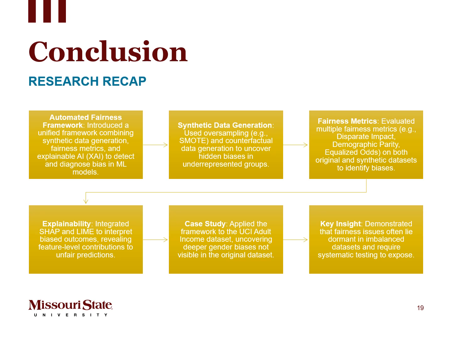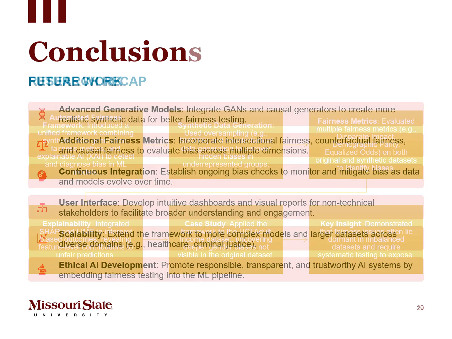We evaluated multiple fairness metrics, such as disparate impact and equalized odds, on both original and synthetic datasets, revealing disparities that were not apparent in the original data. Additionally, we integrated explainable AI tools such as SHAP and LIME to interpret biased outcomes, providing actionable insights into the root causes of unfair predictions. Our case study on the UCI Adult income dataset demonstrated the effectiveness of this approach, uncovering deeper gender biases that were otherwise hidden. This highlights the importance of systematic fairness testing and ensuring equitable outcomes in AI systems.